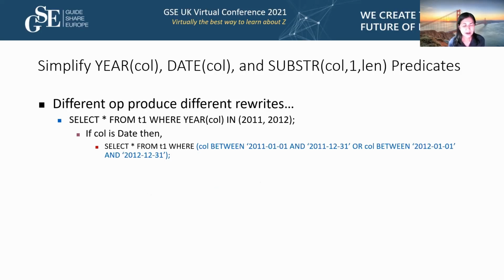Another example is where we have the year function in the IN predicate. In this case, the two constants are 2011 and 2012. Db2 will generate a compound predicate, two betweens joined together with an OR condition, and the constants will be changed to a date format.